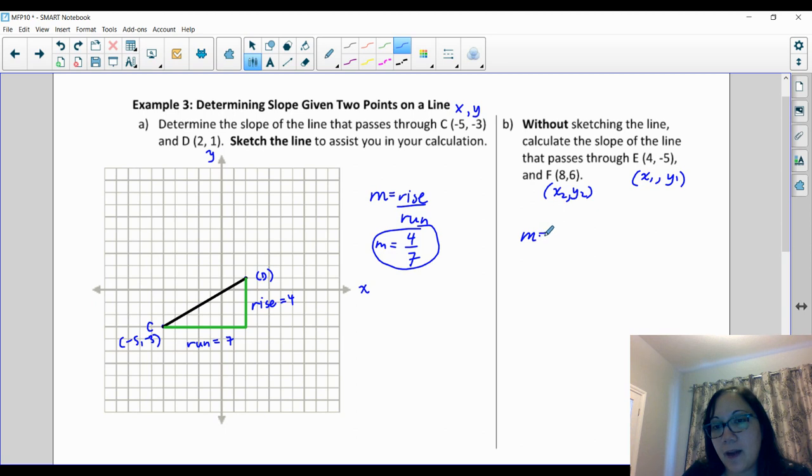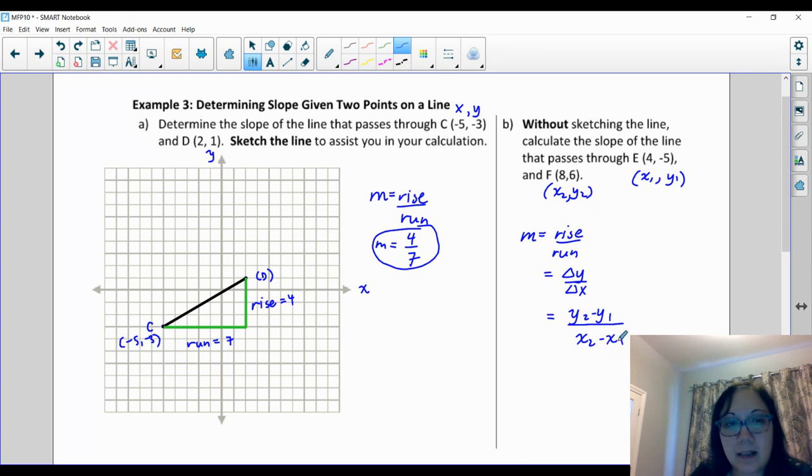And it doesn't matter which one you call your first point and which one you call your second point. Okay, so slope, or the M value, is going to be rise over run. Now remember from our previous unit, we know that that means the change in our y values over the change in the x values, or the difference in each. So I'm going to say that this is y2 minus y1 and x2 minus x1. And therefore, I can go ahead and plug in my numbers. So y2 is 6. So I have 6 minus y1, which was -5. And then I have 8 minus 4.